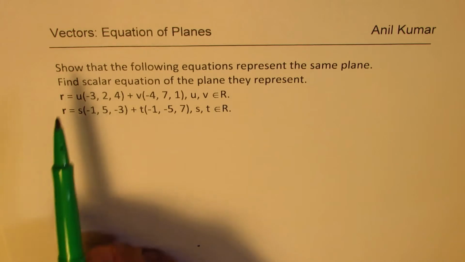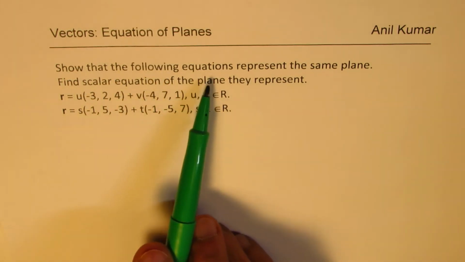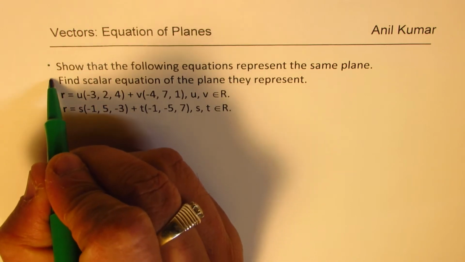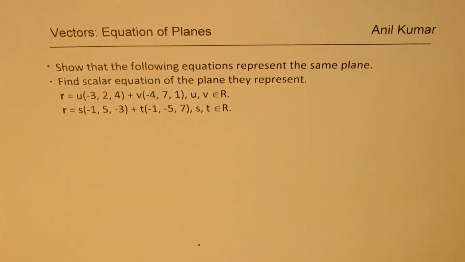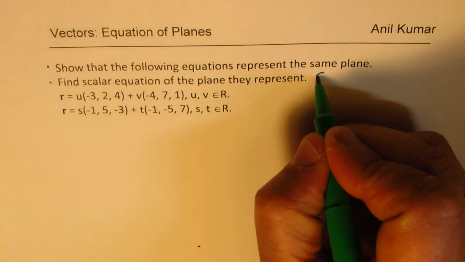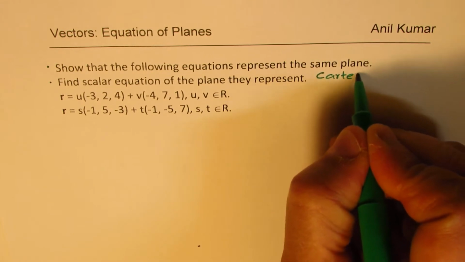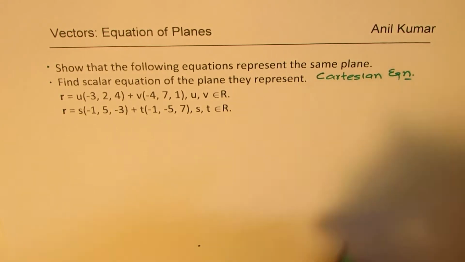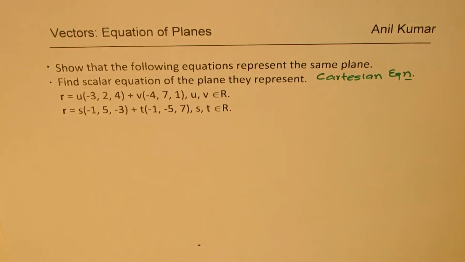The question now is, show that the following equations represent the same plane, so that part is the same. And the second part of this question is, find the scalar equation of the plane they represent. We also call this the Cartesian equation. Okay, so that's your next chapter also. So the solution which I'm going to provide you now will help you to understand the next chapter.